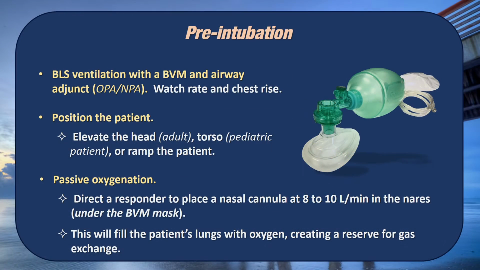For the actual PAI process, once again, we start to use our BVM. We have our airway adjuncts out and ready to go. Our OPAs, our NPAs, we want to watch our rate and our chest rise. We want to make sure that we're not over-ventilating that patient, adding too much pressure to the chest and putting pressure on the vena cava, which is going to cut down preload, which will cut down the afterload, and that's going to cause us some problems that we've created.